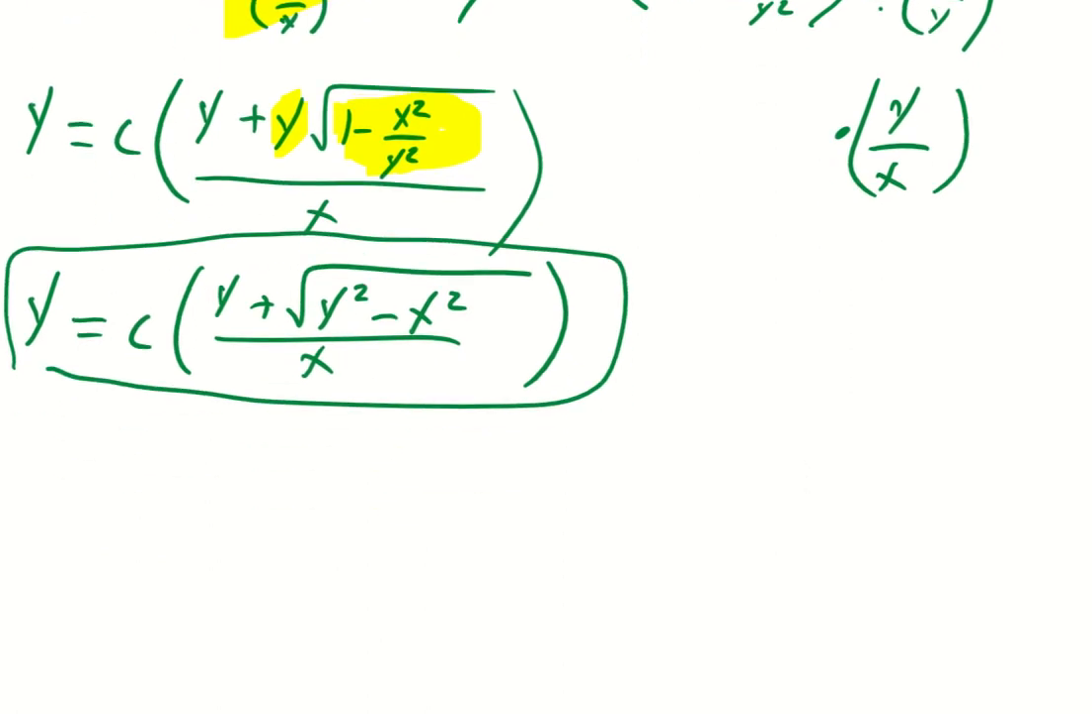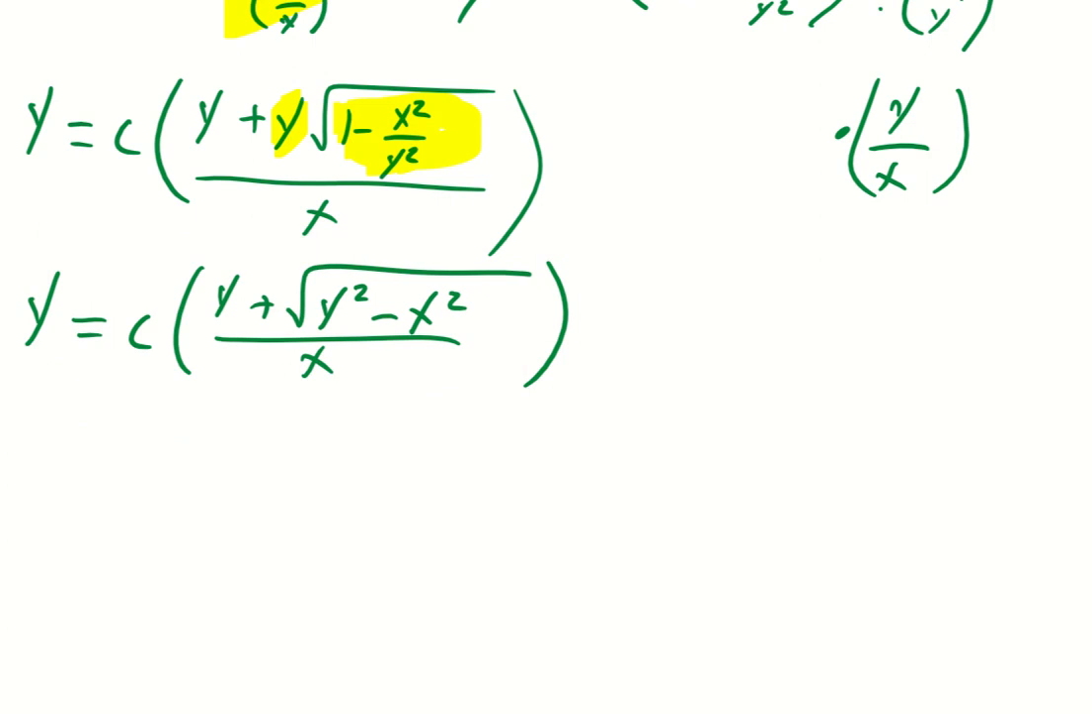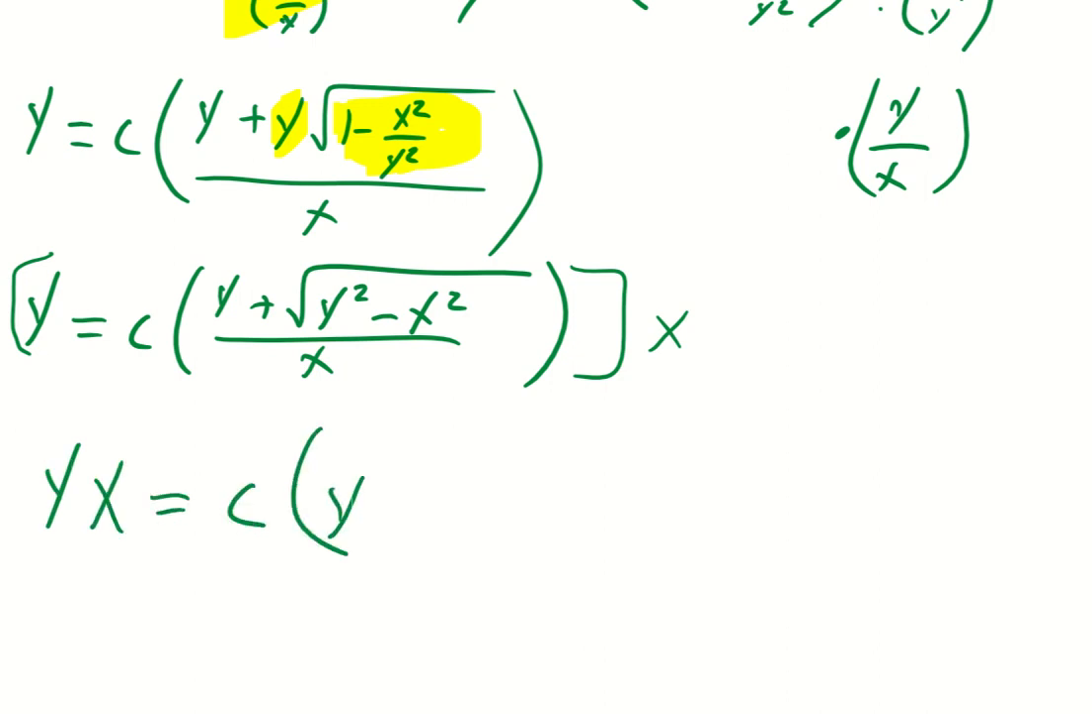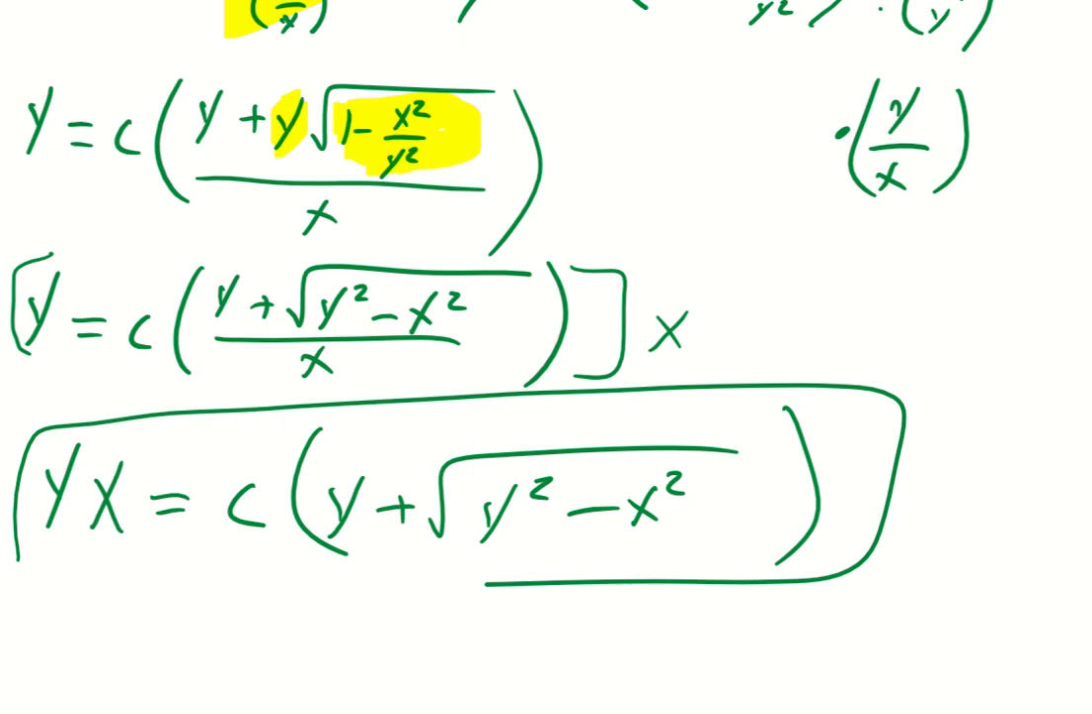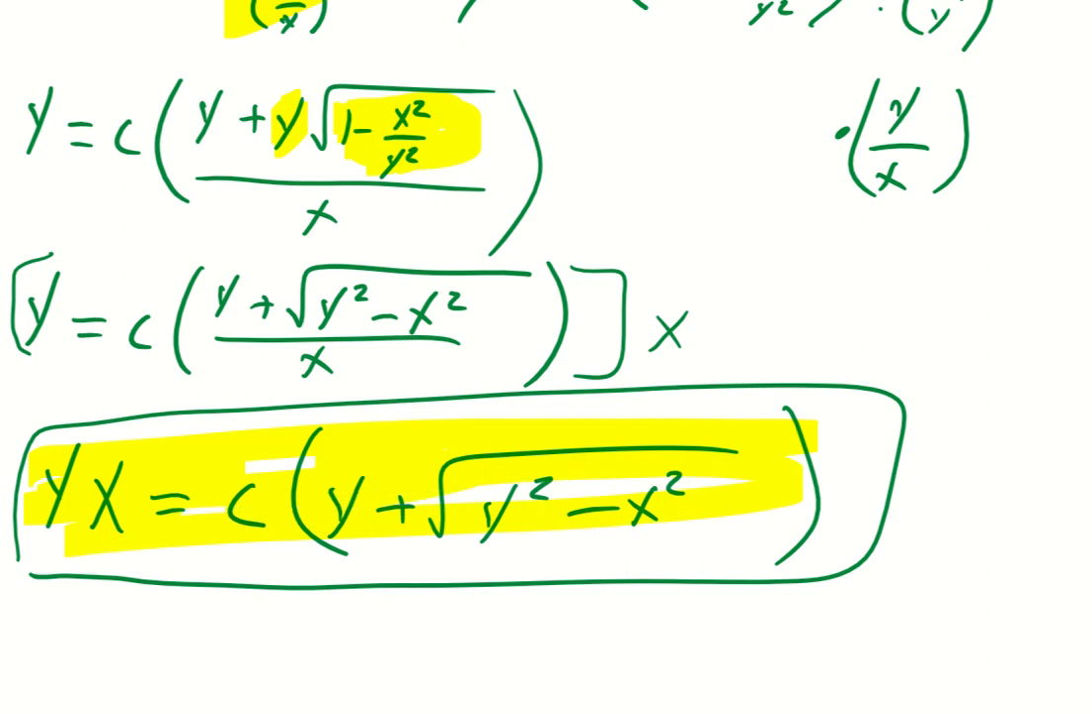So that's pretty good. So here we have something approaching what we want, but let's make this a little bit nicer. Let's multiply this entire equation by x. So now we have y times x is equal to c times this quantity, y plus the square root of the quantity y squared minus x squared. And this, I think, is a really good answer. Of course, y squared should be greater than x squared, but in any case, this will be our final answer. Y times x is equal to c times the quantity y plus the square root of the quantity y squared minus x squared. That is our solution.